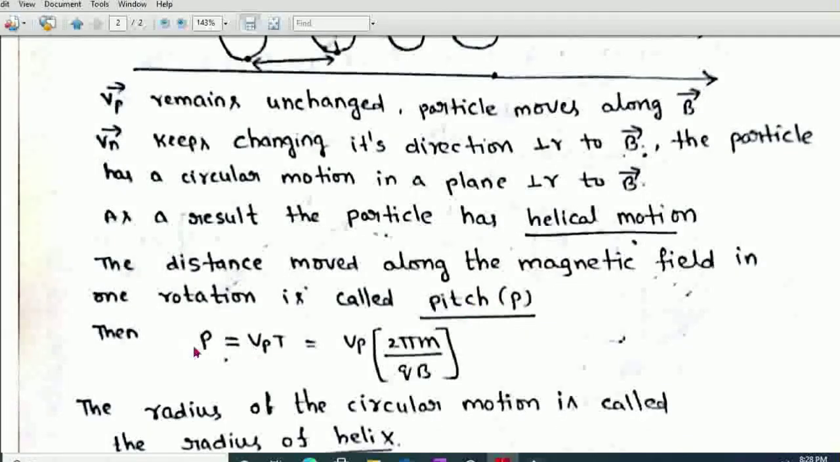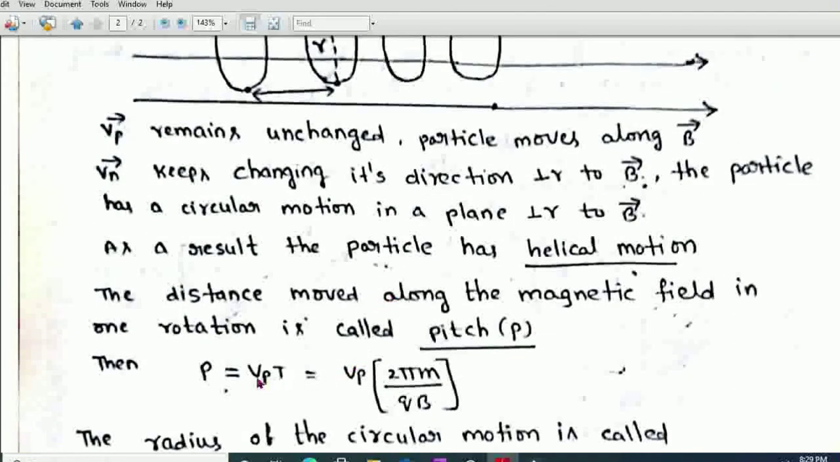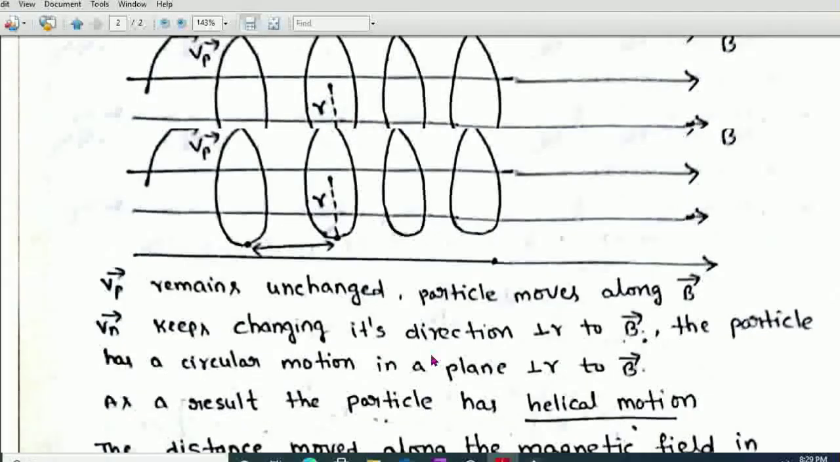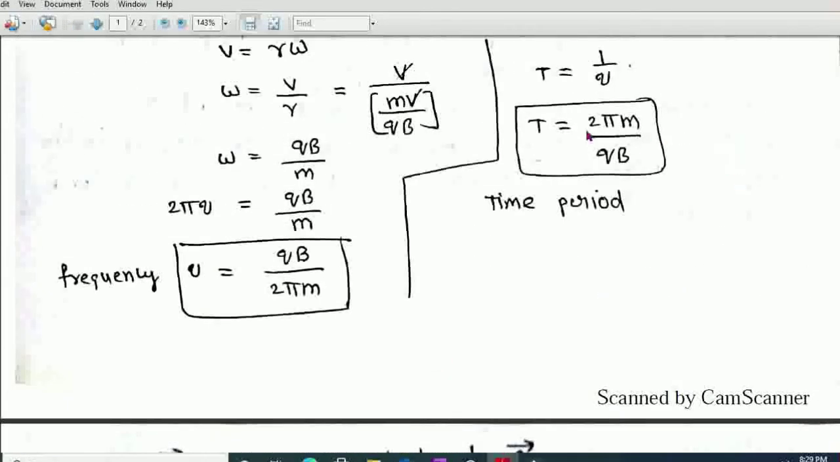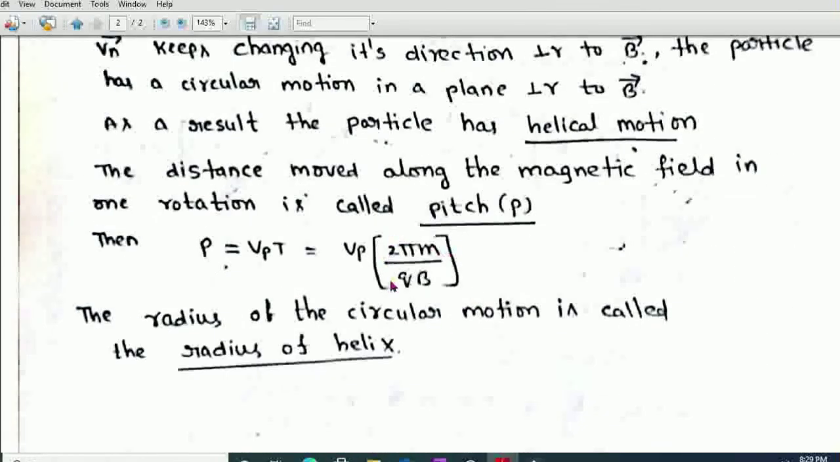So actually pitch is nothing but distance. The distance is the product of velocity and time. So now Vp is the velocity of the particle, and capital T is the time period. One complete rotation means it takes time period capital T. Already we have the expression for time period, 2 pi m by qB. So that expression we have substituted here: 2 pi m by qB into Vp. Vp is the velocity of the charged particle and 2 pi m by qB is the time period. So that gives the expression for the pitch.